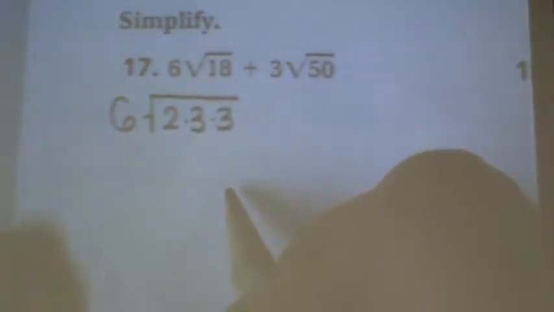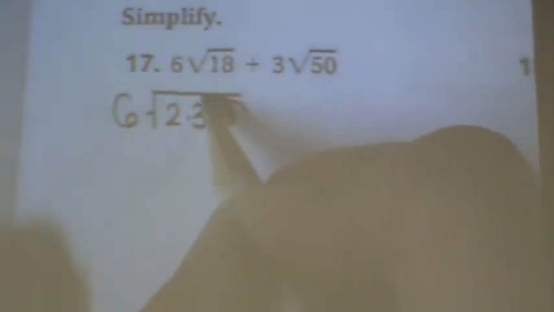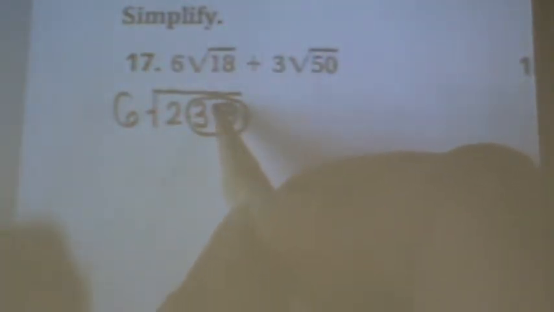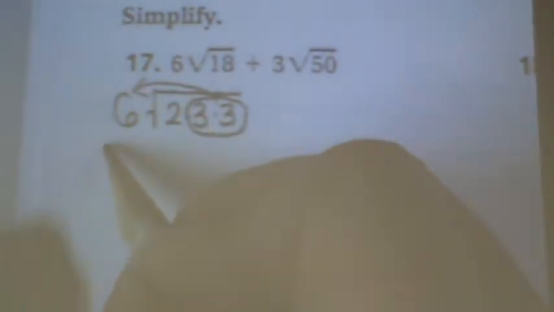Seventeen. What do you think you're gonna do? Factor. Factor what? Radicals. 18 is what? 2, 3, 3. The index is 2, so I'm looking for 2 of a kind. So see this 3? It's gonna come out. And no, you don't add it, you multiply. So it's gonna be 18 root 2.